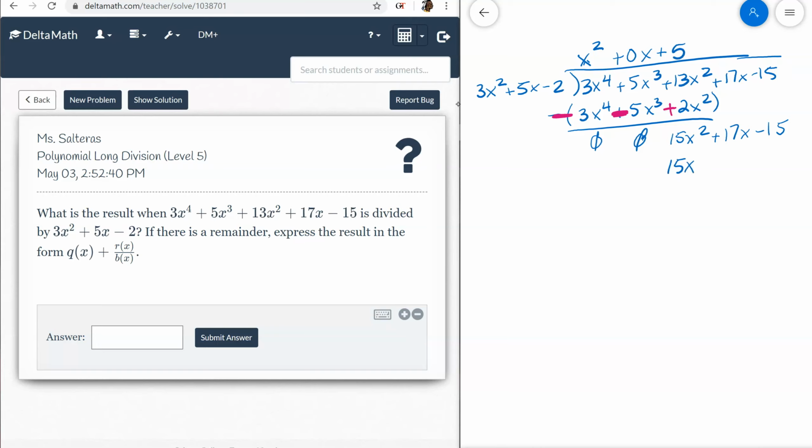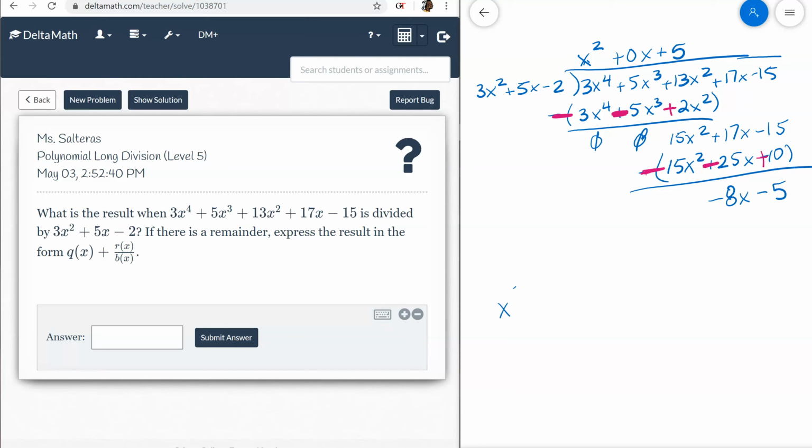So 15x squared plus 25x minus 10, parentheses, minus sign. This stays negative, this becomes negative, this becomes positive. So this cancels out. Of course, that's what we want. 25 minus 17, so that is going to become 8x, and then this is going to become negative 5. And that should be our remainder.